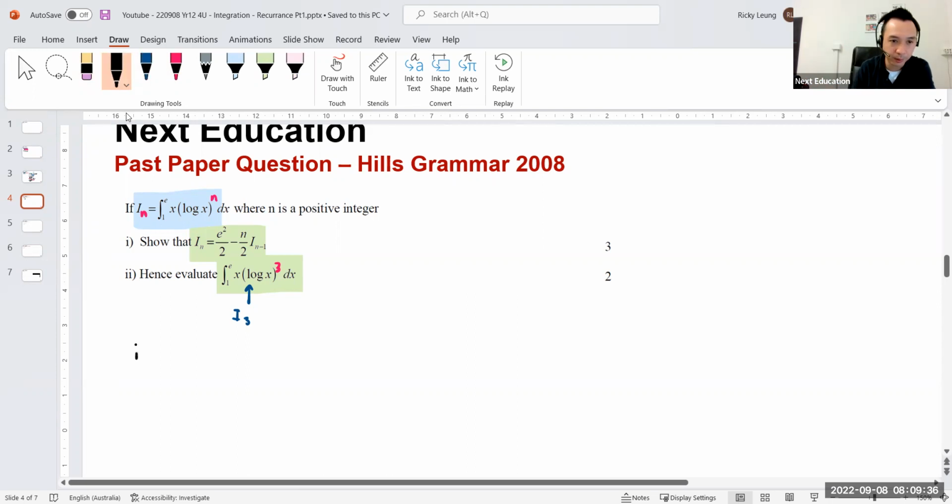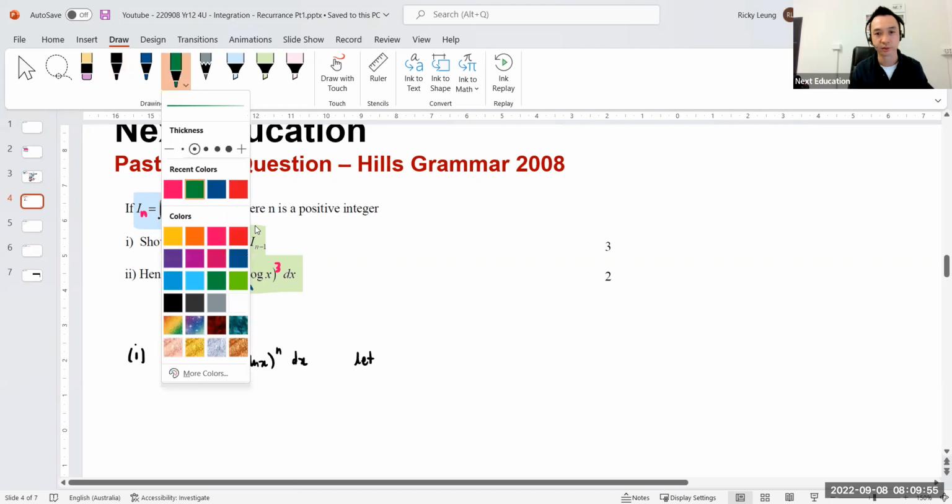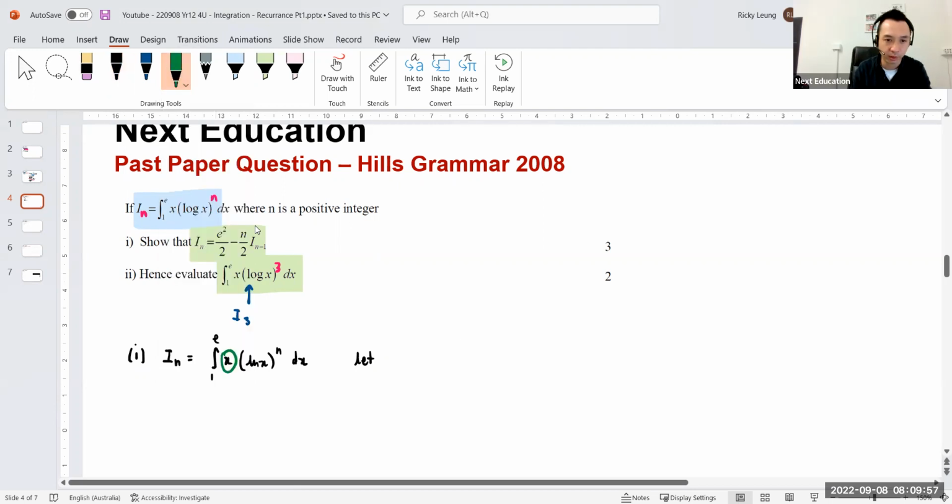So part 1, just like before. We have an expression for In with the limits of 1 and e, x. I'm just going to replace it with ln because I'm lazy. Power of n dx. So now LIATE kicks in. Just to be clear there, let's highlight this as well. That guy there is algebra. That is clearly a log expression, so I'm going to let that be u.